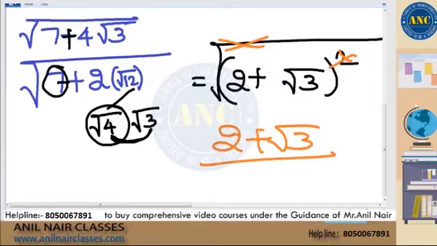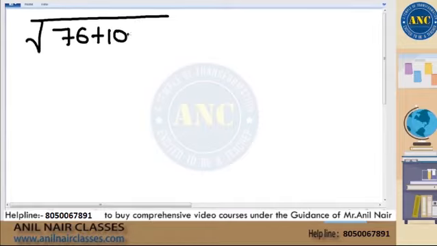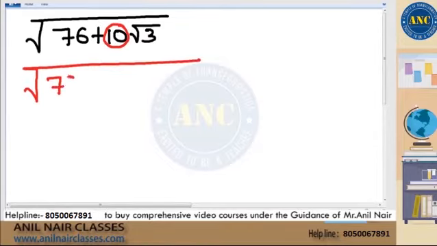Next, 4th question of this particular model. Fourth question. Listen carefully, sir. Your question is square root of 76 plus 10 root 3. Same logic I will implement once again. I don't want it to be as a 10. I want that 10 to be written as 2 into something. So 10 is nothing but 2 into 5 root 3, right?